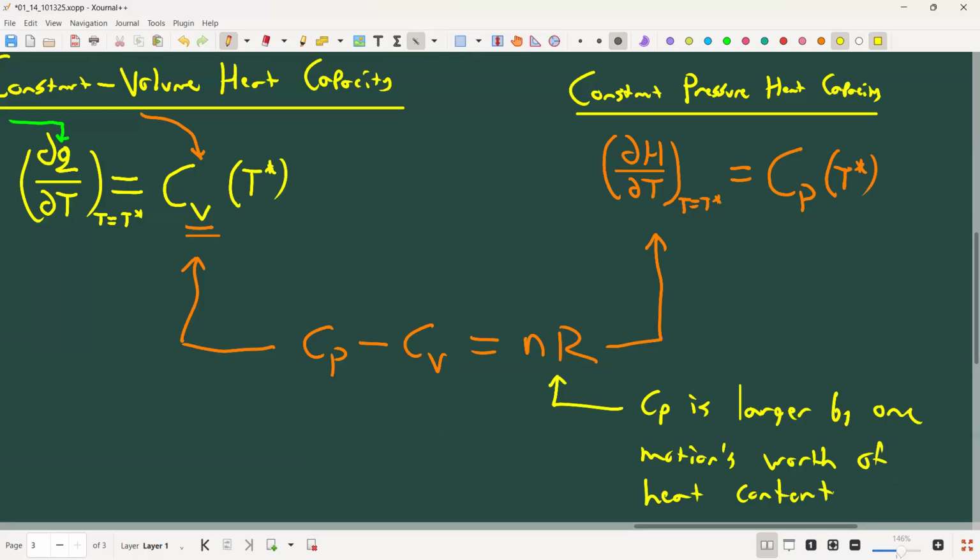Right? This also tells you something about the units. Again, we know what the units are. Heat and enthalpy are joules. T is temperature, right? Kelvin. So these units are joules per mole Kelvin, right? Which are the same units as R.